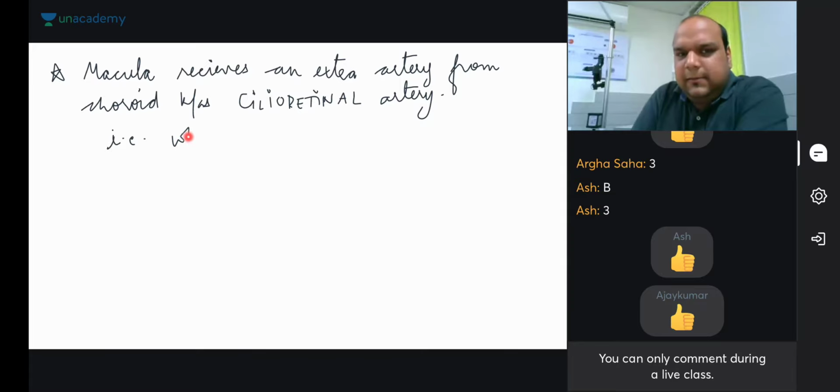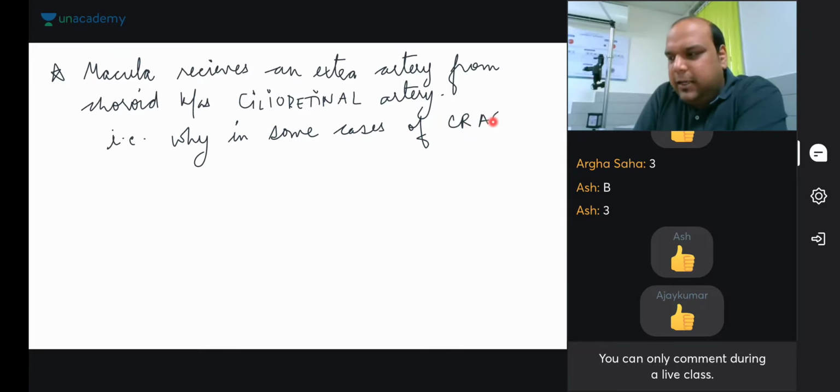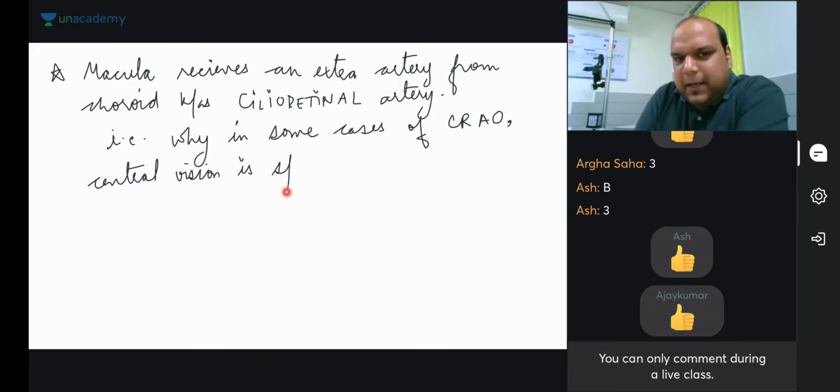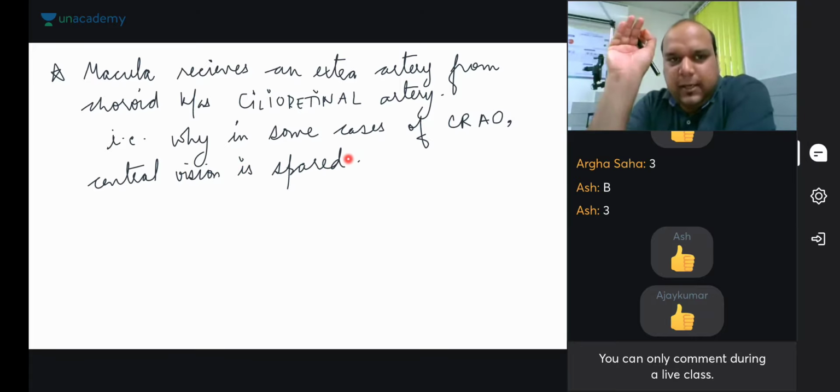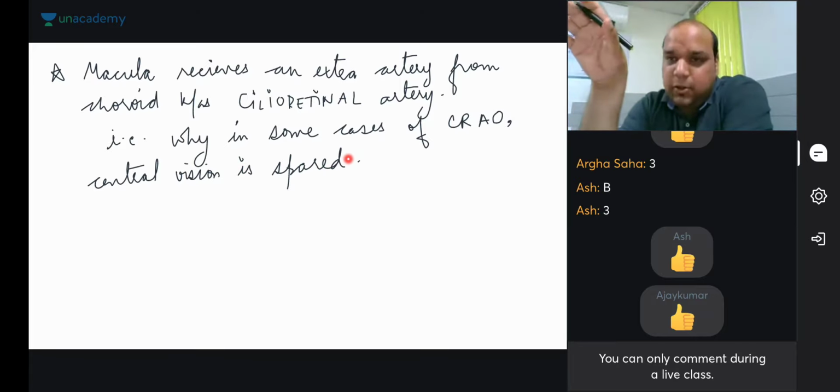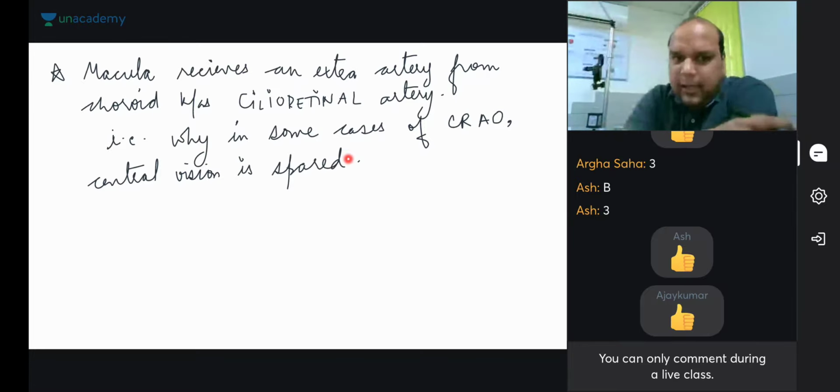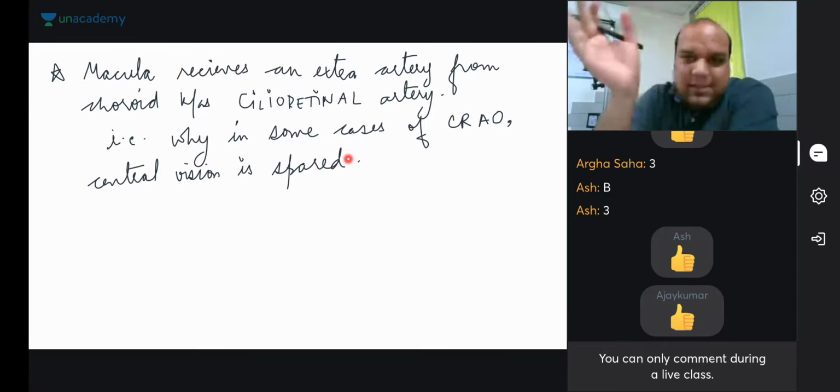That is why in some cases of central retinal artery occlusion, in cases of CRAO, central vision is spared. I hope you understand what I'm saying. The macula sometimes receives an extra artery from the choroidal vasculature, which is called the cilio-retinal artery, from the ciliary to the retina. That is why whenever the central retinal artery is occluded, if a cilio-retinal artery is present, the macula will still be supplied.